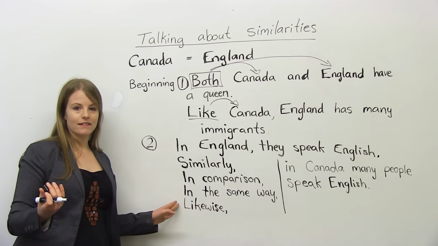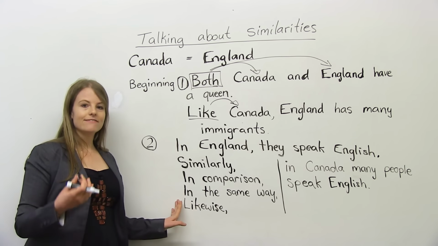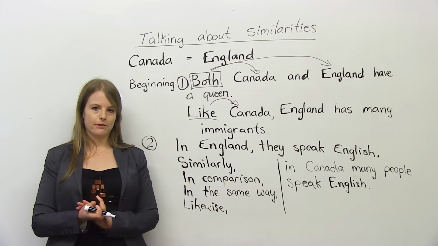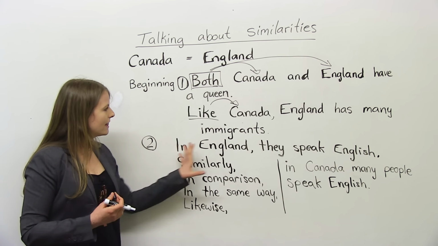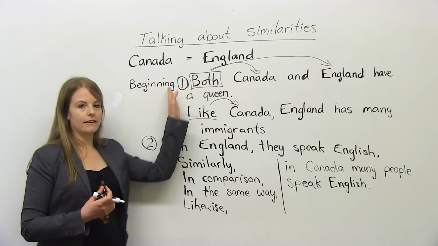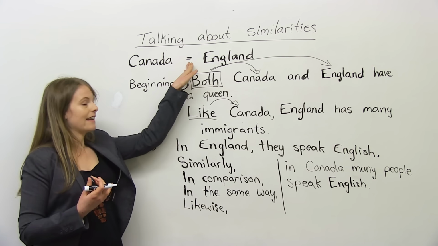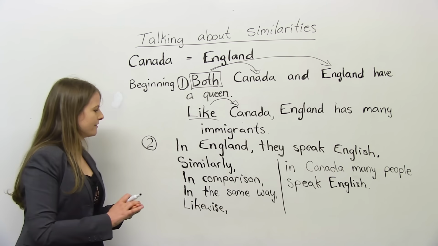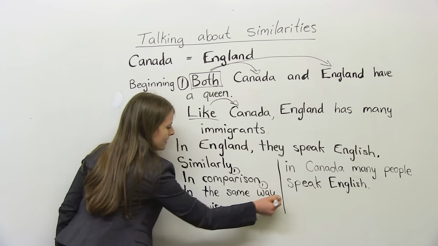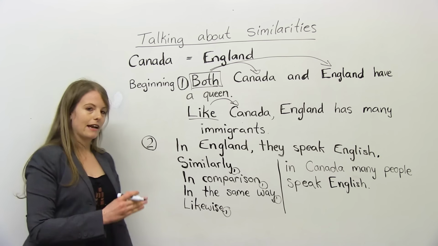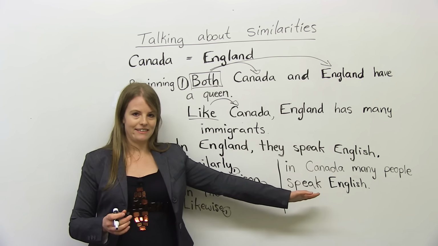And finally, another way, similar to this, but slightly different. Likewise, in Canada, many people speak English. So these are a little bit different from these ones. They all mean how are they the same? But you'll notice one of the differences here is these are followed by a comma, likewise, comma, and then we have the rest of the sentence.